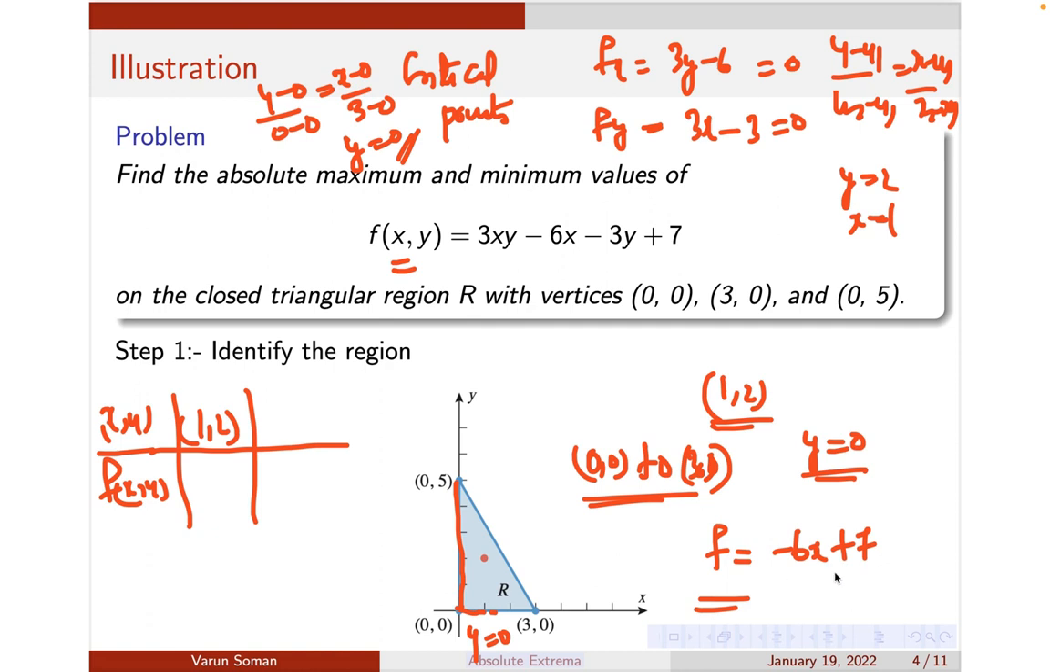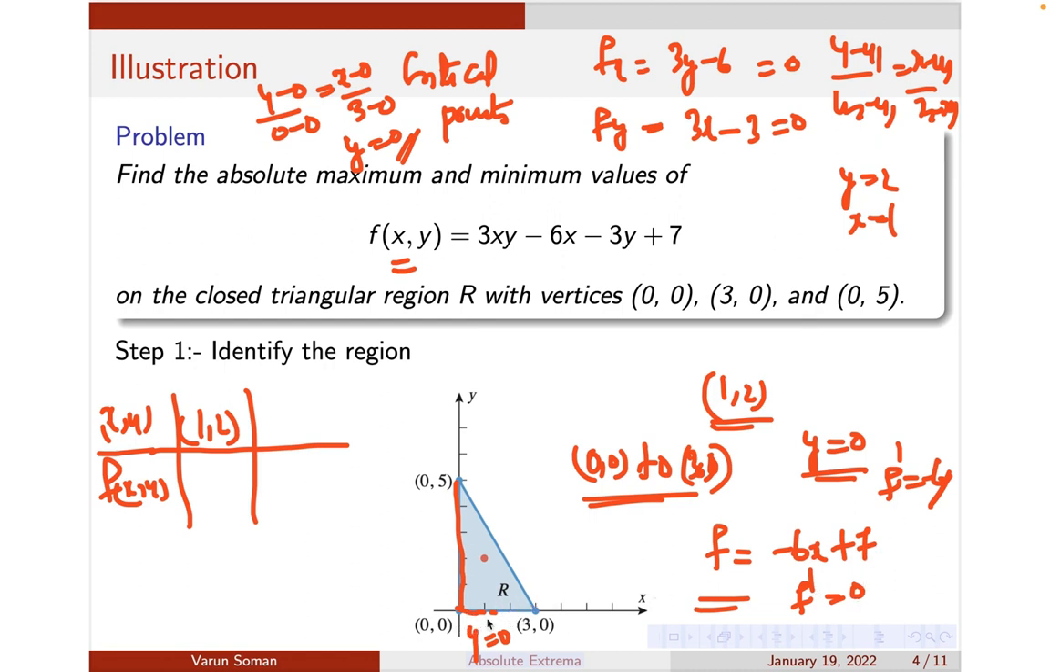Now you can see that this is basically a one variable calculus thing. So if you have to have maxima, minima, your f dash should be 0. So what is your f dash here? Your f dash is equal to minus 6. So there is no maxima minima in this boundary. Okay, so we cannot find any maxima minima along this boundary. So no points are there except the endpoints.